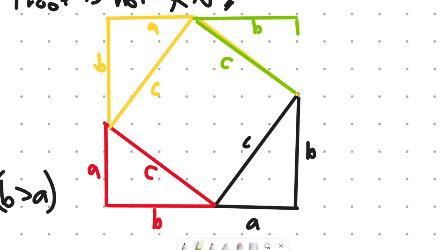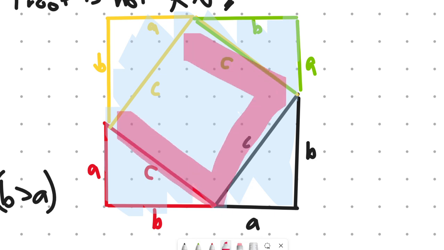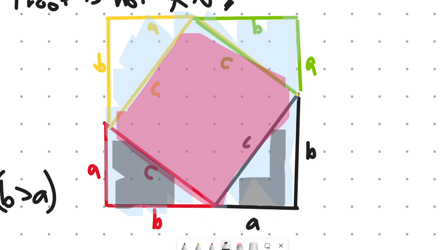So b and a. Now since we have this, we can calculate the whole area in two different ways. We can calculate the whole area as just a square, but we can also calculate the whole area as two components. So we have this component, which is a square of side length c, and we can also just put them together. So we have 1, 2, 3, and 4 triangles.